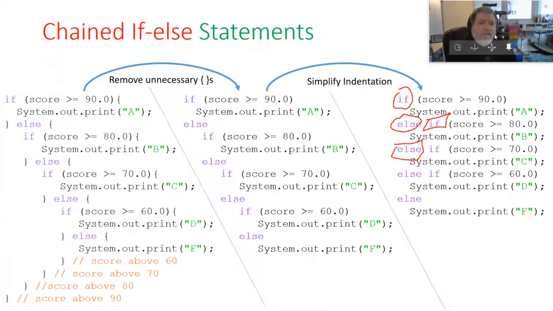For example, a typical scenario: we have a bunch of ranges, and we try to decide, for example, based on the score value. If the score is greater than 90, then the student gets an A. Else, if it's greater than 80, so we know it's not greater than 90 but it's greater than 80, then the student gets a B, else, and so on and so forth.